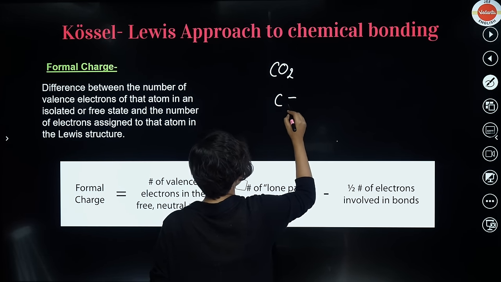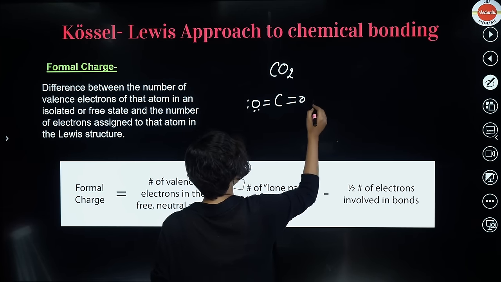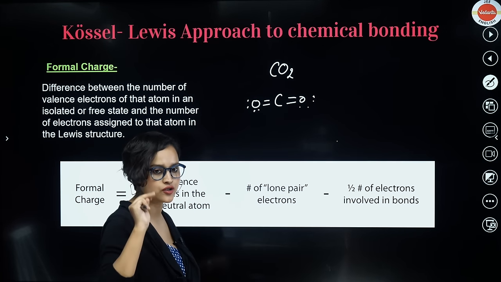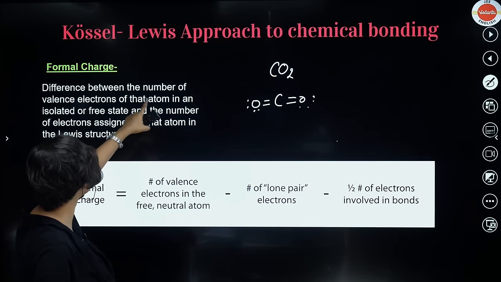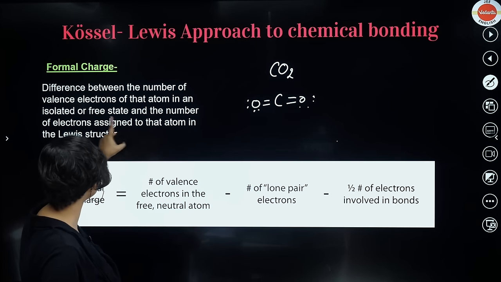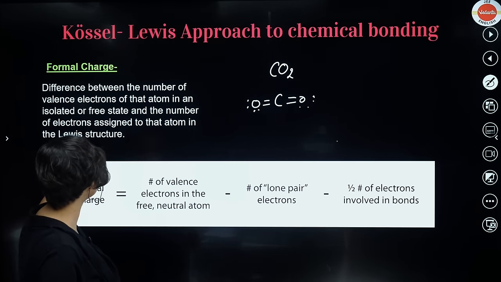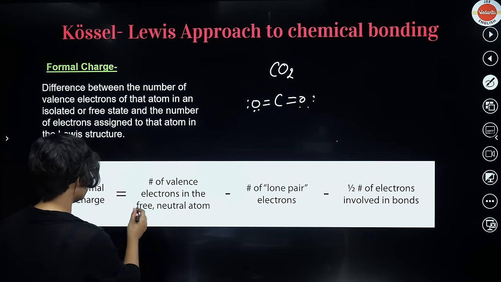For CO2, the structure was C double bond O, here 1, 2, and 3, 4. 1, 2, 3, 4. The 4 electrons that are remaining with oxygen are 2 lone pairs. So what is the definition? The definition says: the difference between the number of valence electrons of that atom in an isolated or free state and the number of electrons assigned to that atom in the Lewis structure. Too much. Understand this. See, here I have made it easier.